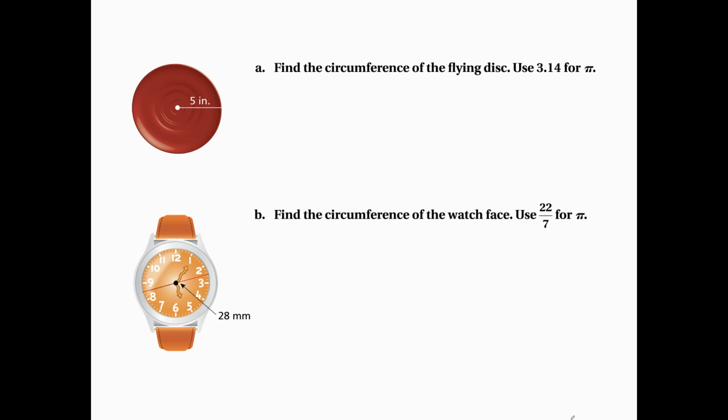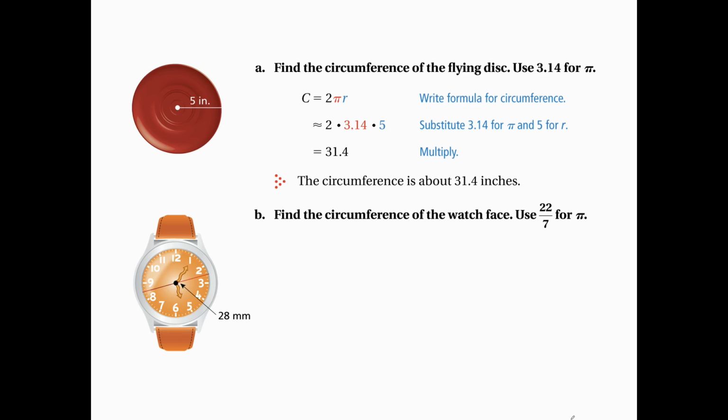So let's find the circumference of that frisbee or flying disc. The radius is 5, and it says use 3.14 for this problem. Okay, so most of the time you're going to use 3.14 for pi. So I write down my formula, and I just plug the numbers in. And again, I'm using an approximation for pi. So notice the sign goes from equal to approximately. So the circumference is approximately, or about, 31.4 inches.